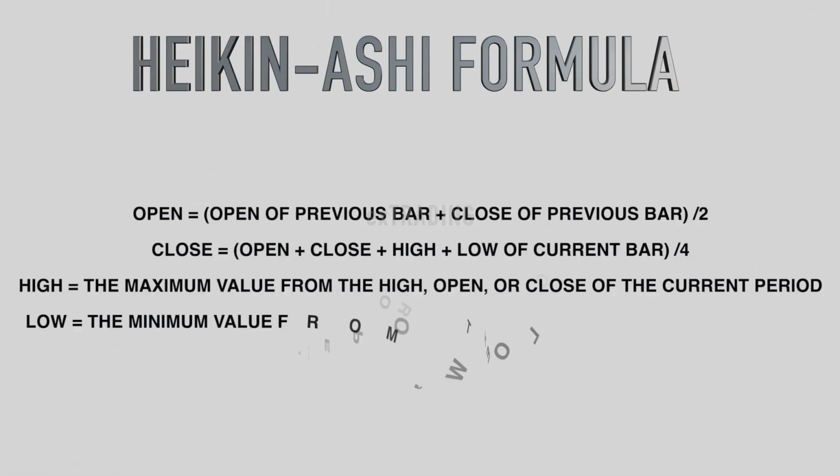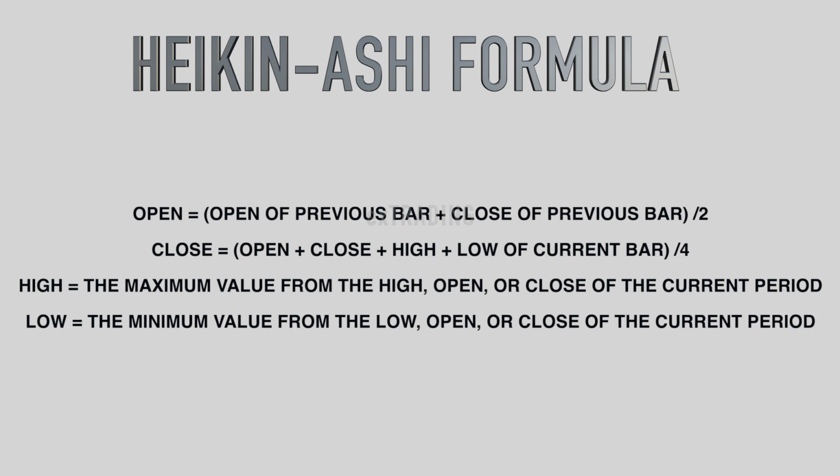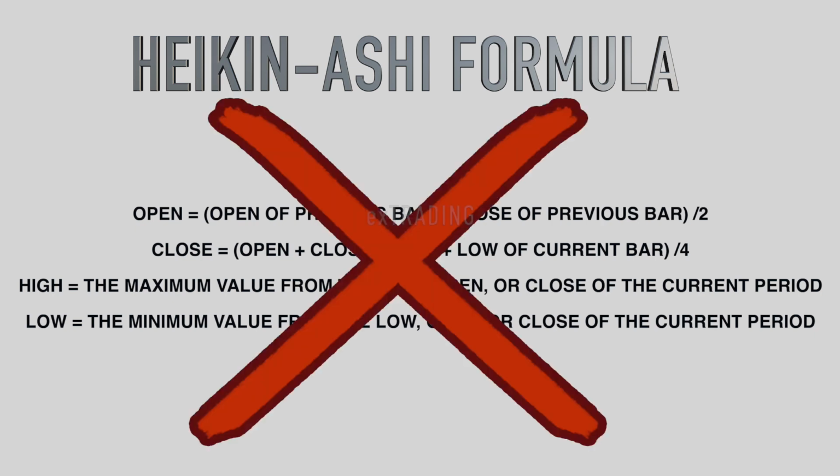Heiken Ashi uses one period to create the first Heiken Ashi candle, and then the open is equal to the open of the previous bar plus the close of the previous bar, divided by 2. Close is equal to open plus close plus high plus low of the current bar, divided by 4. High is equal to the maximum value from the high, open, or close of the current period. Low is equal to the minimum value from the low, open, or close of the current period.